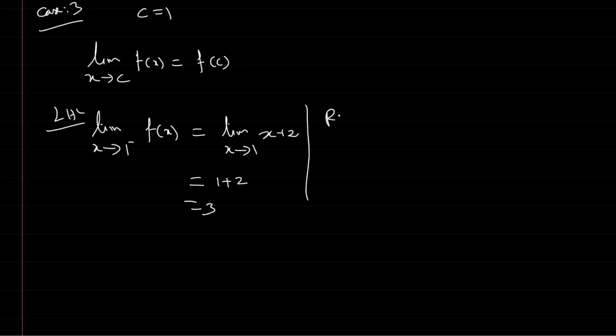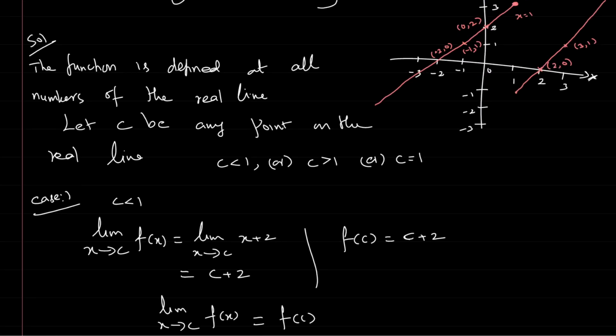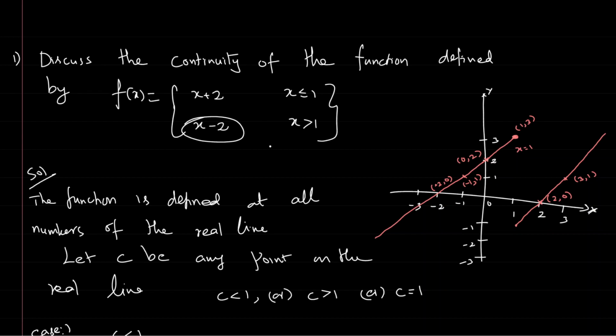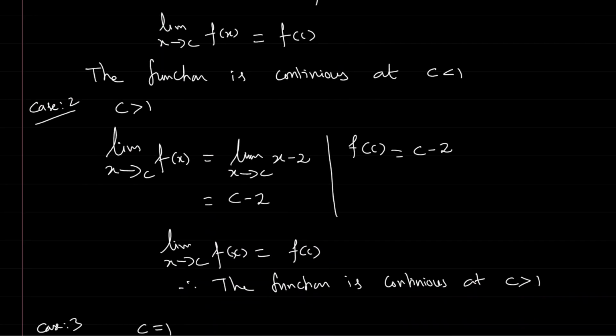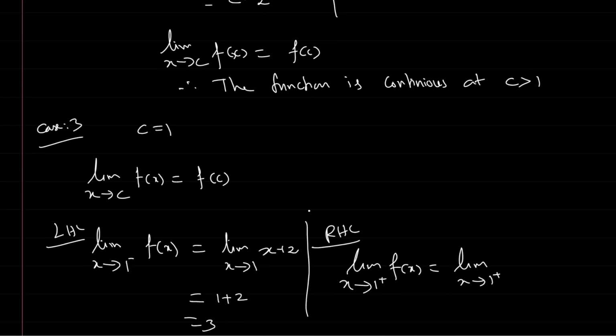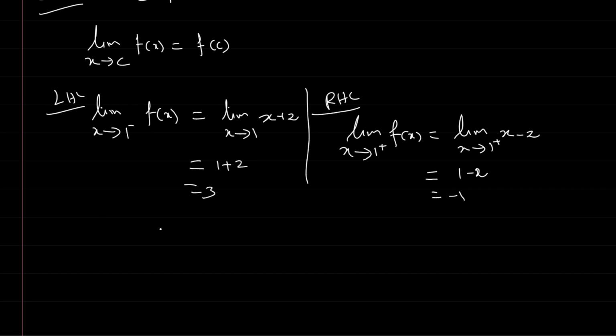Now what about the right hand side limit? Limit x tends to 1 plus, that is a value slightly greater than 1, f of x. For the values greater than 1, the function will take x minus 2. Therefore when you replace x by 1, you will get 1 minus 2, which is equal to minus 1. But see here, LHL not equal to RHL.